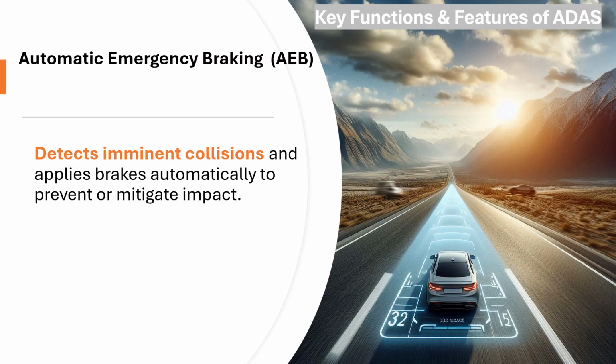Automatic emergency braking, AEB, detects imminent collisions and applies brakes automatically to prevent or mitigate the impact. So this is about braking systems, which basically does automatic braking depending on if it detects any potential collisions or potential objects. That's what we call automatic emergency braking.